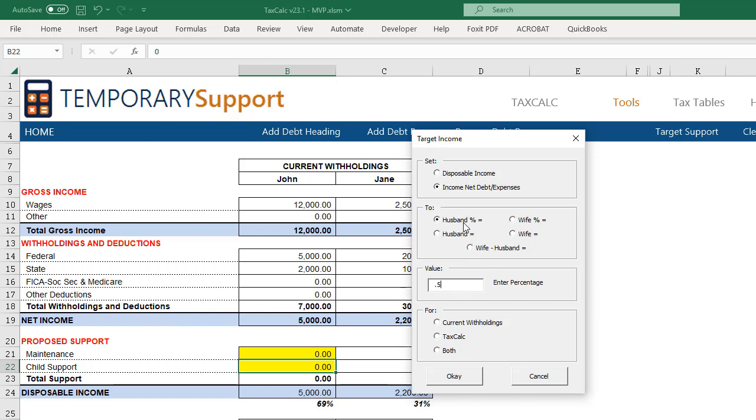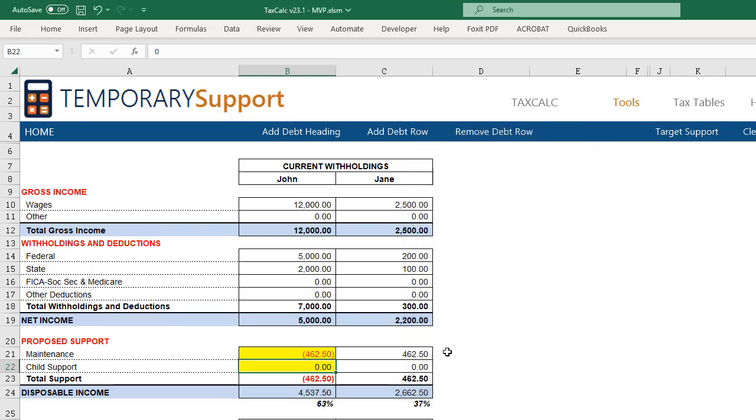So I can put in husband's percentage is equal to 0.5 and then apply that to, you can do it to TaxCalc both or current withholdings. There used to be a TaxCalc feature here that no longer exists, so that one doesn't really impact anything. So you can do both or current withholdings.